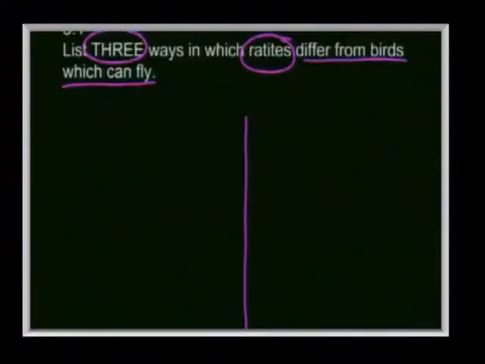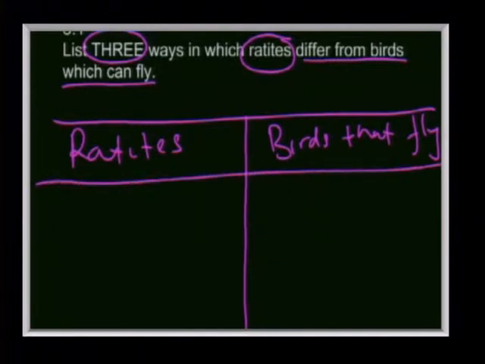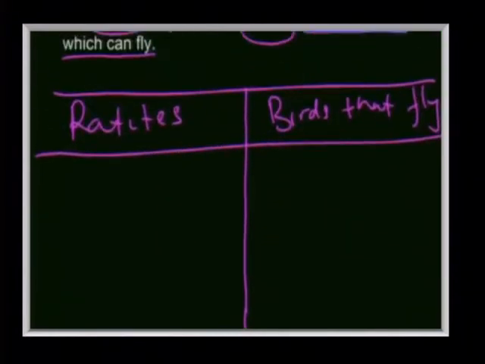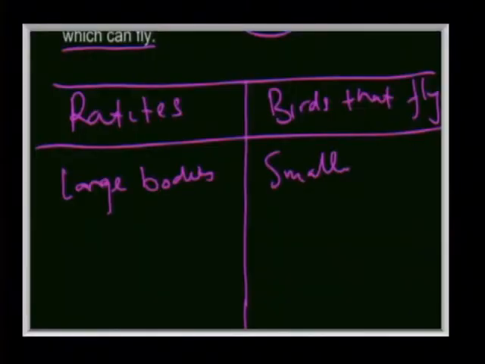So although I'm going to tabulate it, you must write it out in full sentences. And important for you to remember is that you must mention both aspects. As an example, ratites have large bodies, while other birds, if you think about your pigeon, etc., they have smaller bodies.